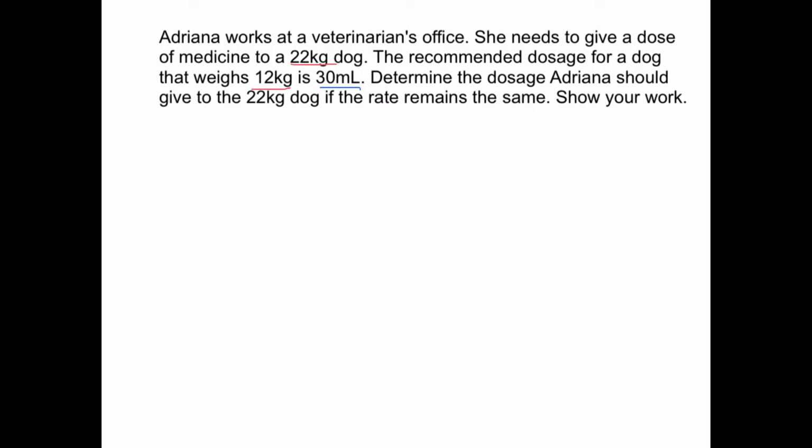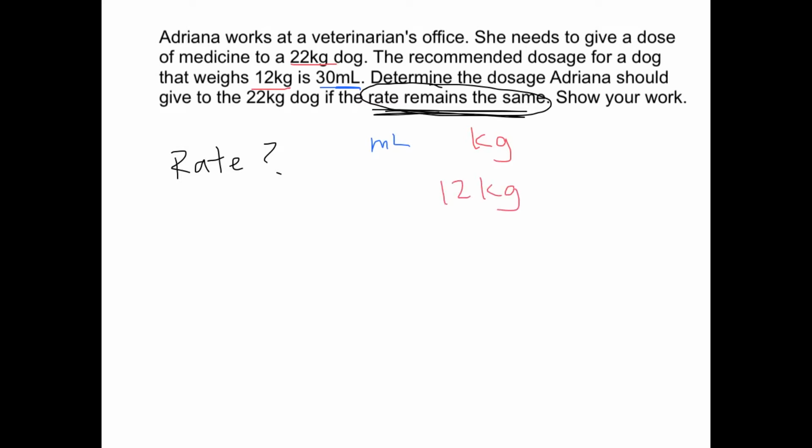The question tells us that the rate remains the same. This is important information. Can you figure out what the rate is? Well, first, let's think about what are the two quantities that are being compared. We're looking at milliliters and kilograms. And we know that if we have a 12-kilogram dog, we need to give that dog 30 milliliters of medicine.